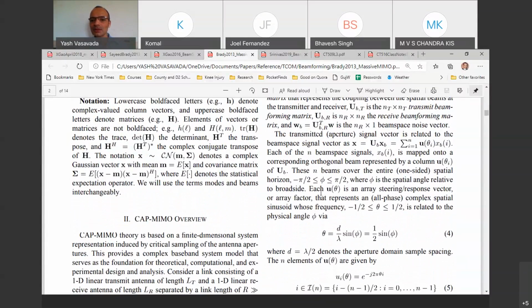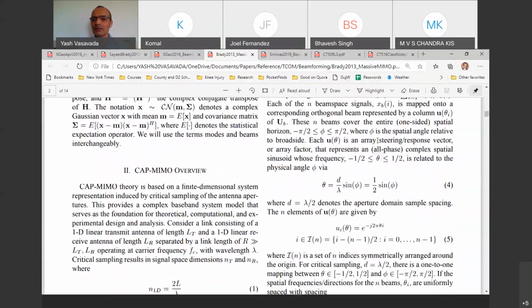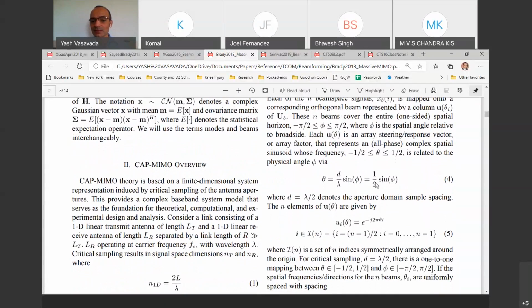Okay, so U is formed of these columns U of theta i. So the columns of U are U of theta i. What is U of theta? It is our well-known array vector, which is given by e to the power minus j 2 pi theta i, where theta is given by this formula that we have seen in context of uniform linear array.